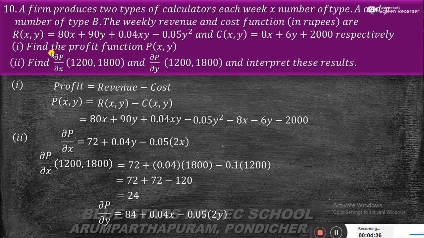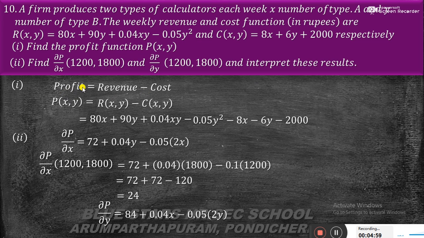So they are given that r of x y equals 80x plus 90y plus 0.04xy minus 0.05y square. Next, c of x comma y equals 8x plus 6y plus 2000. Next, find the profit function. Now we find the profit. Next we find dou p by dou x at the point, dou p by dou y at the point, and interpret this result.